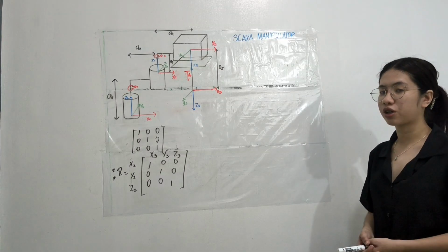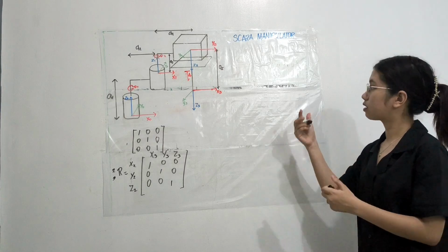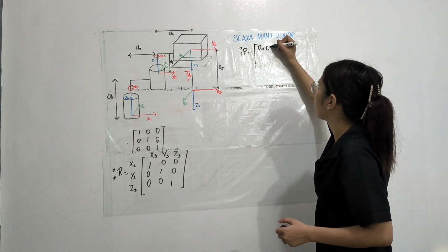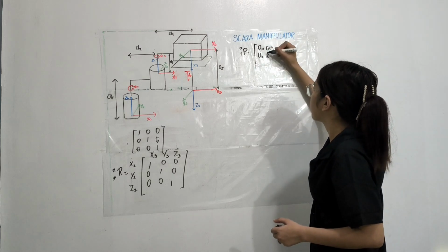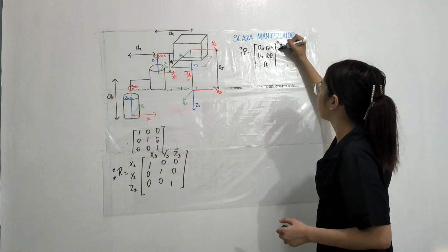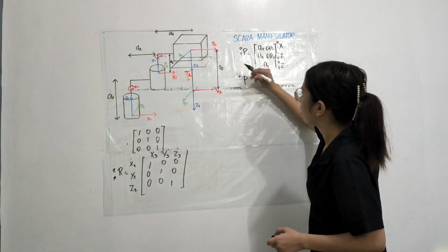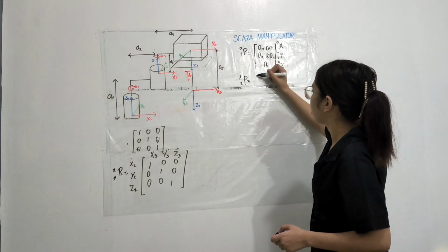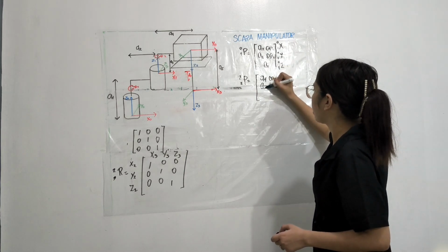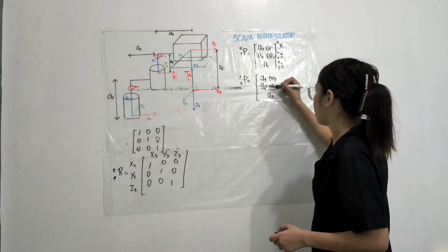So the derived position vector of our manipulator from frame 0 to frame 3 is this. P sub 0 1 is equal to A sub 2 cosine theta 1, A sub 2 sine theta 1, and A sub 1. So x sub 0 1, y sub 0 1, and z sub 0 1. So P sub 1 2 is equal to A sub 4 cosine theta 2, A sub 4 sine theta 2, A3.